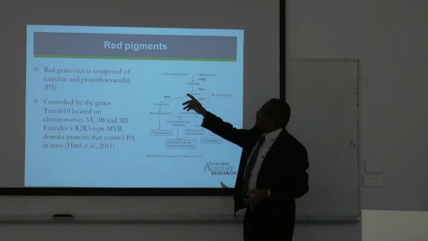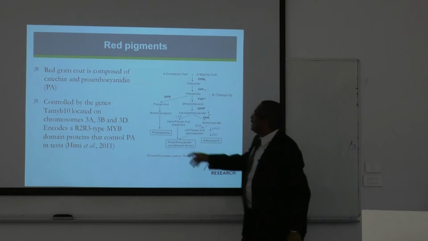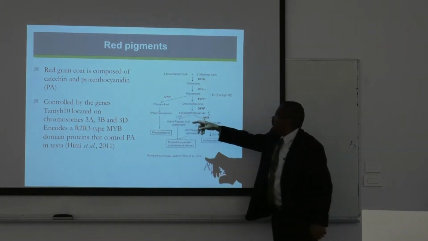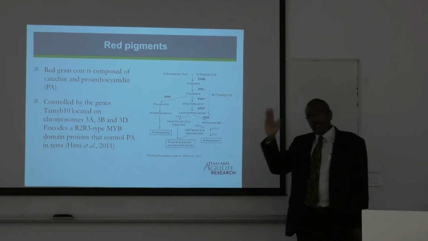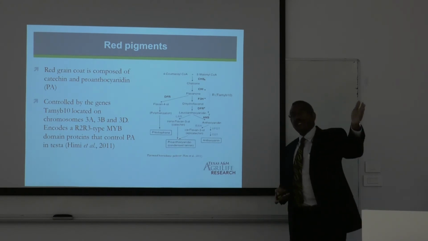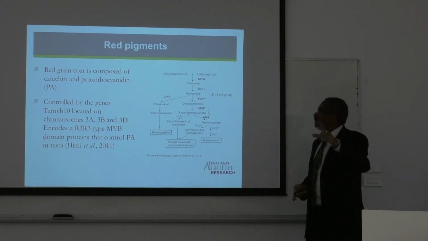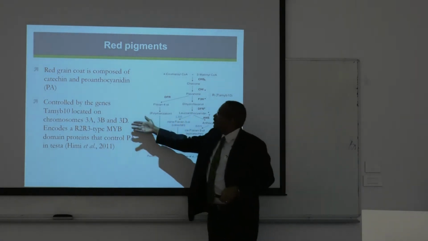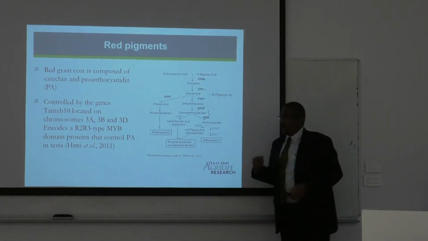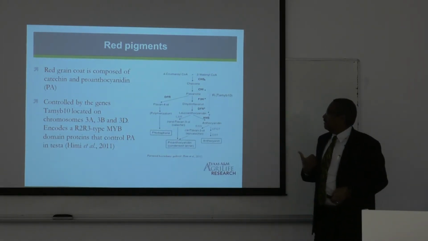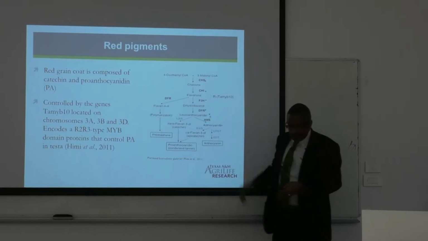Okay, so red grain color is composed of pigments like this and controlled by the gene TaMYB10 located on the 3A, 3B, and the 3D genome. Remember that wheat actually has the ABD genome. A and B came from Triticum turgidum, which is a pasta wheat, or Triticum durum, which is a relative of Triticum turgidum, and the D genome came from Aegilops tauschii, which is a grass. So red color is controlled by 3 genes located on the 3A, the 3B, and the 3D. Okay, so our task is to try to interrupt this pathway. That's what we did.